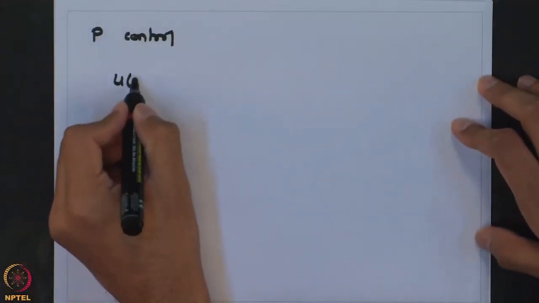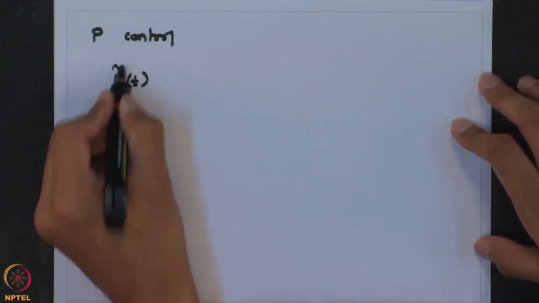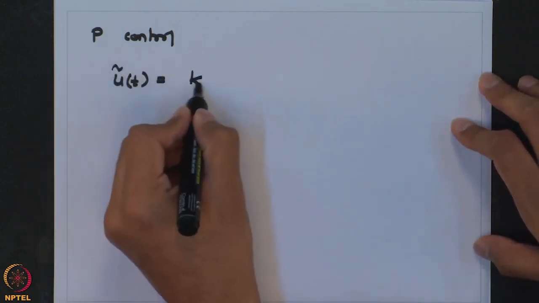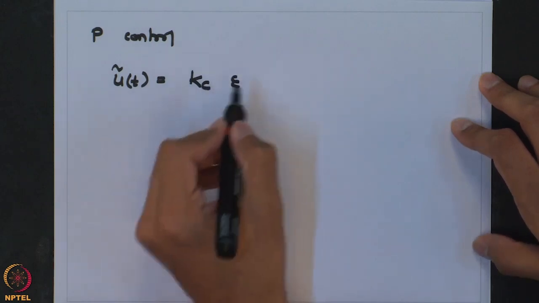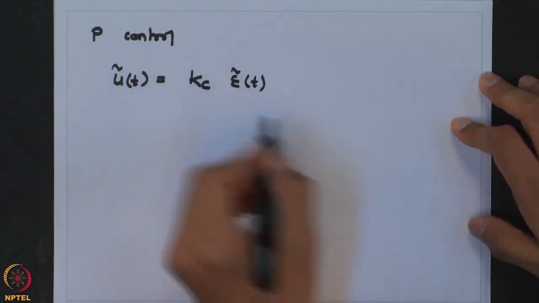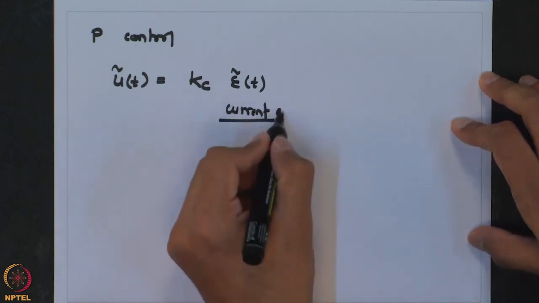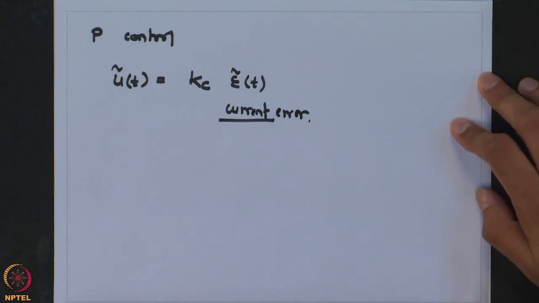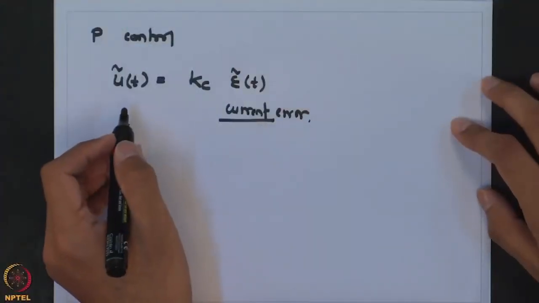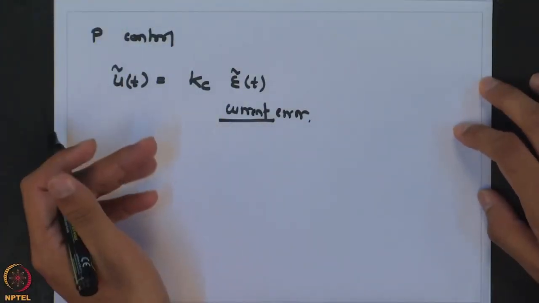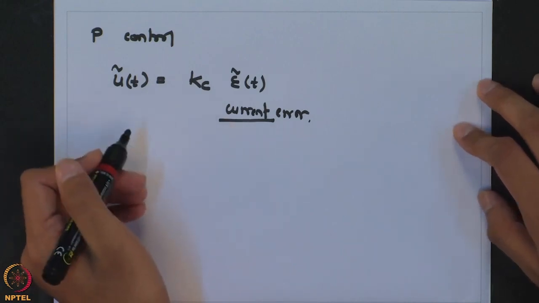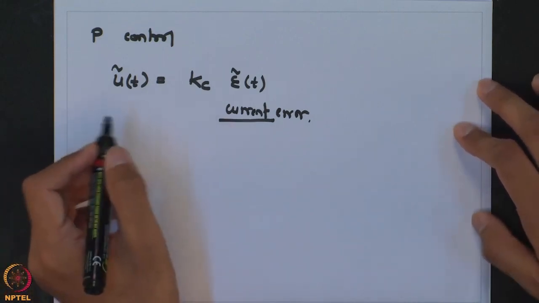our u, the deviation in u, was proportional to the error, or the current error. So we are just looking at whatever is the instantaneous value of error, and the controller is taking action based on the current instant, and it is not looking at how the process has reached there. So there is no contribution coming from the past history of the process, and that is resulting in this offset.